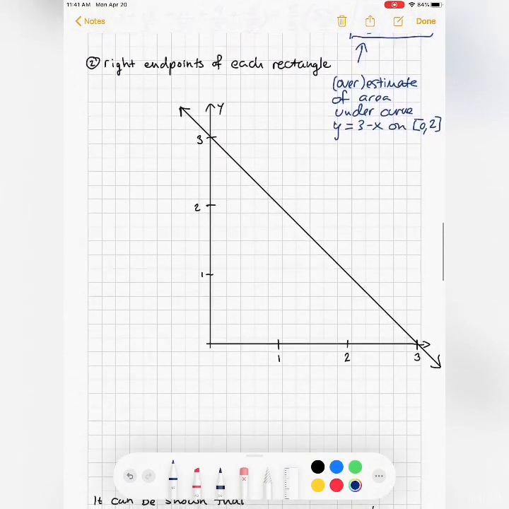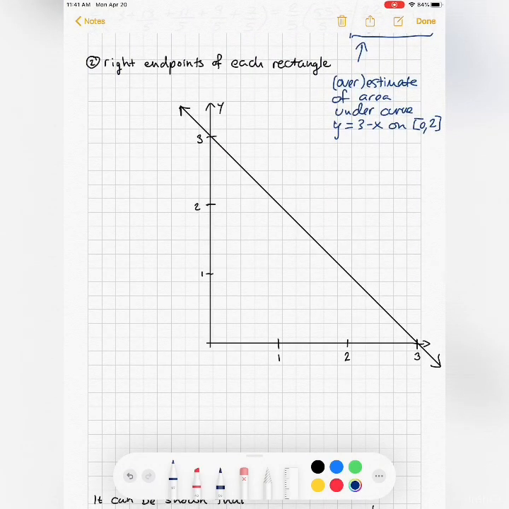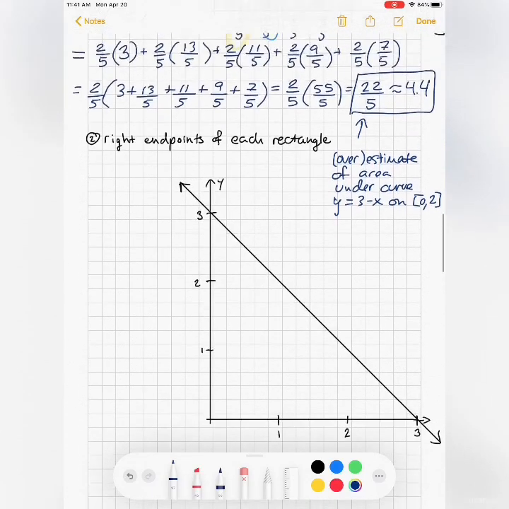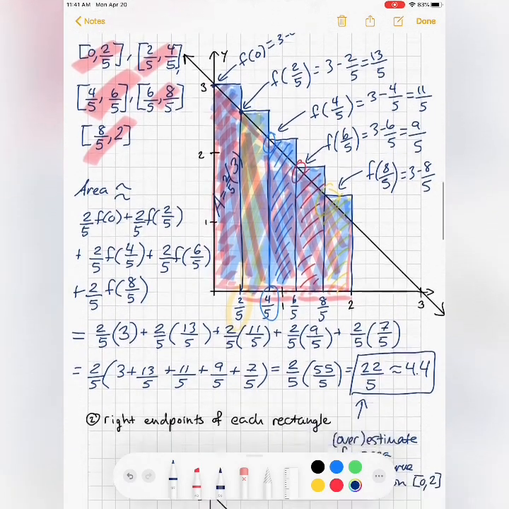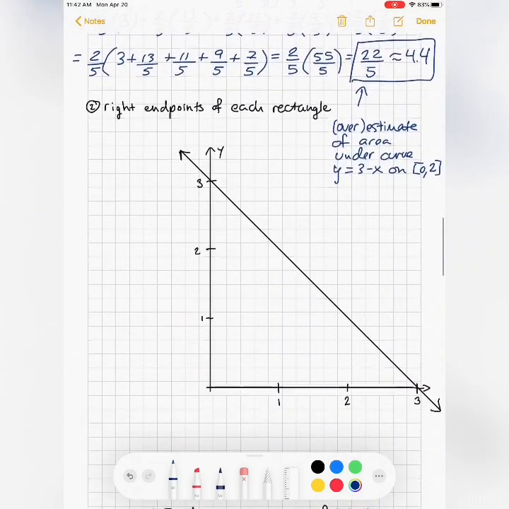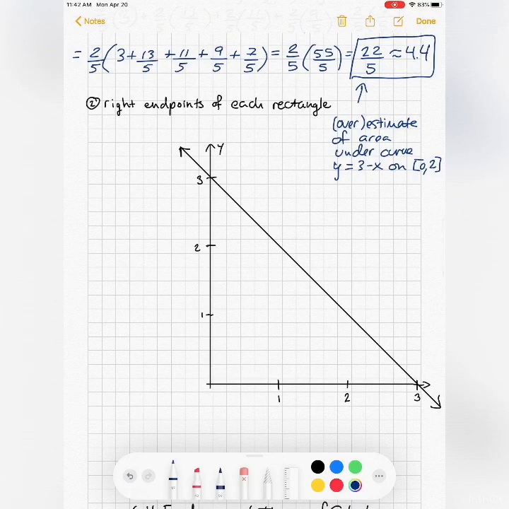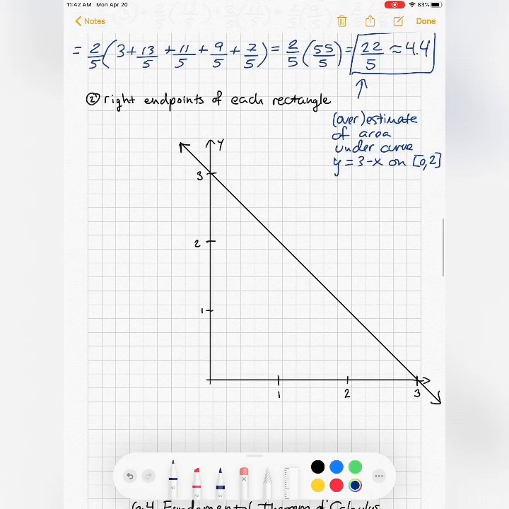Okay, so now we're going to look at the same function, but we're going to look instead at using the right endpoints of each rectangle. So what does that mean? That means I'm still using those 5 subintervals. Same as before.